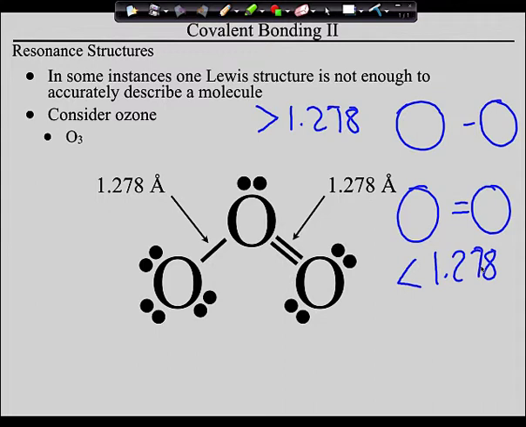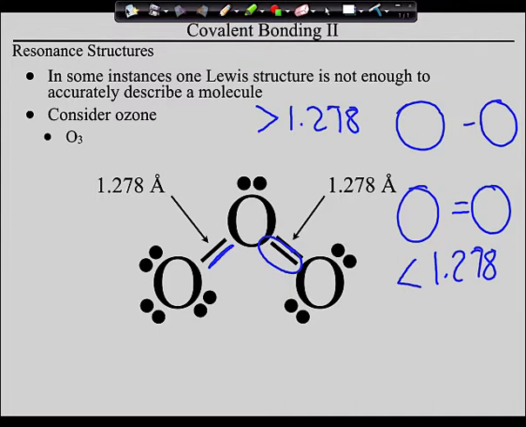So what is going on? And guys, the answer is this. This double bond does not exist right here, and that single bond does not exist right there. What is actually happening is that this double bond exists in both directions, partially simultaneously. But guys, this is actually what happens in an ozone molecule.